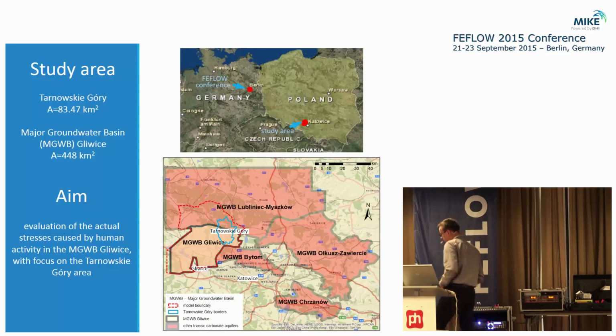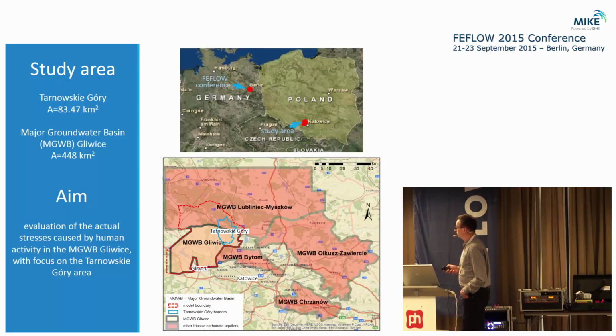The 5 major aquifers: Lubliniec-Myszków in the north, Olkusz-Zawiercie, Chrzanów, Bytom, and Gliwice. The study area is the major groundwater basin Gliwice, together with the Tarnowskie Góry area, which partly belongs to the major groundwater basin Gliwice and partly to the Lubliniec-Myszków aquifer system.